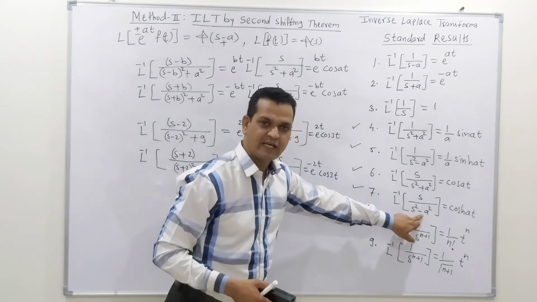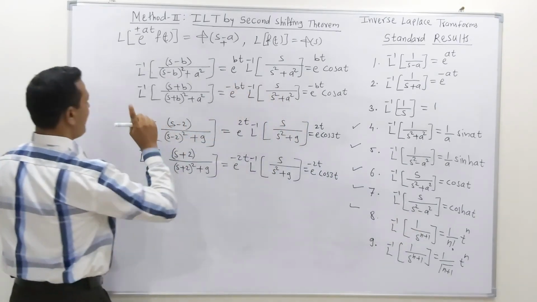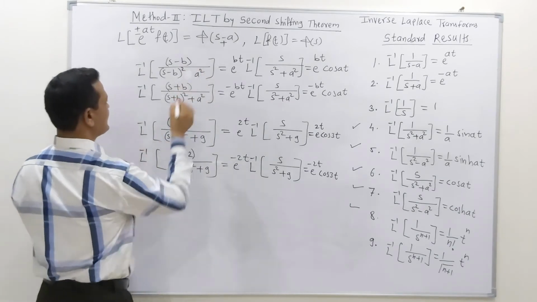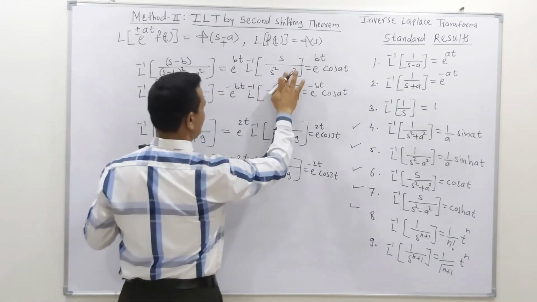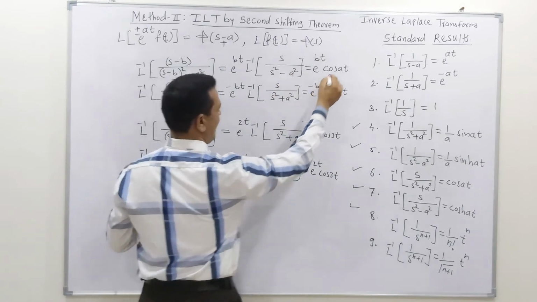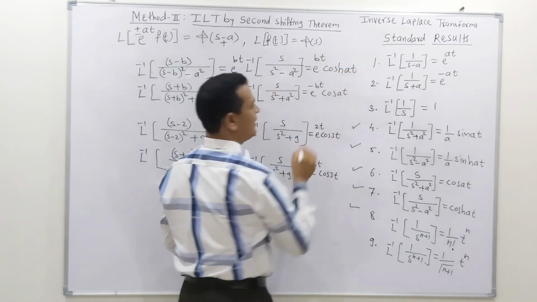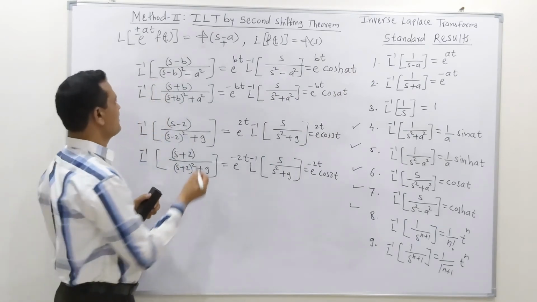Only the denominator sign is minus. So if we put a minus sign here, if we change this sign to minus, then this sign becomes minus, and here we get this as cos h of 3t. So this is the only change.